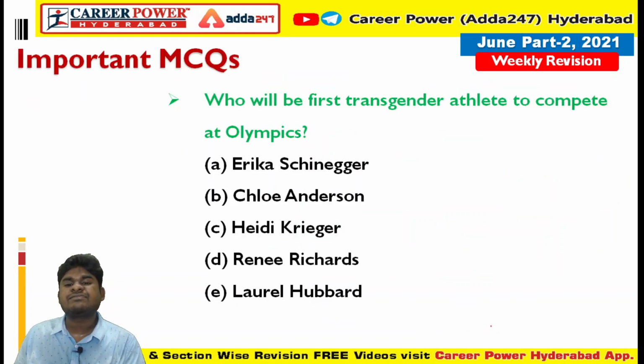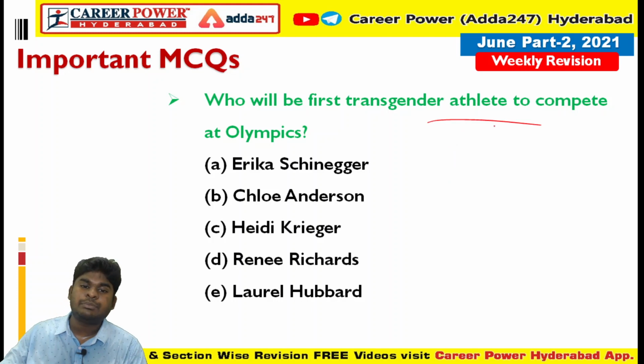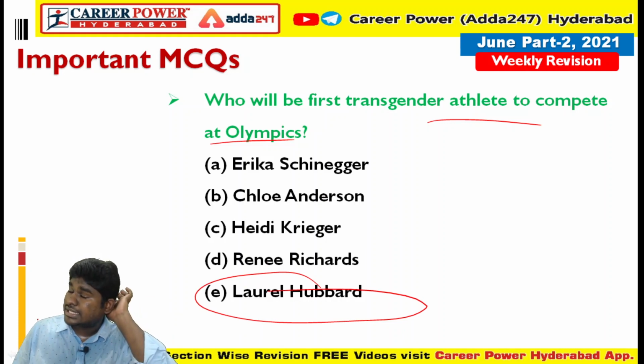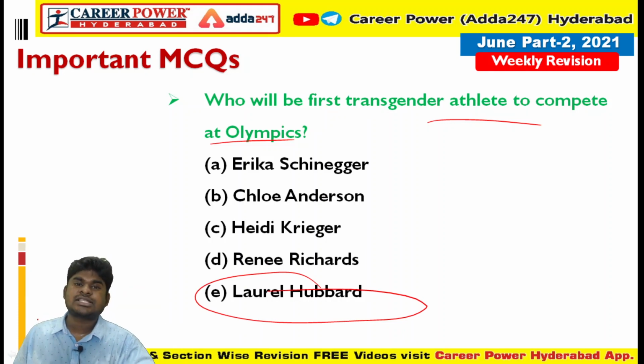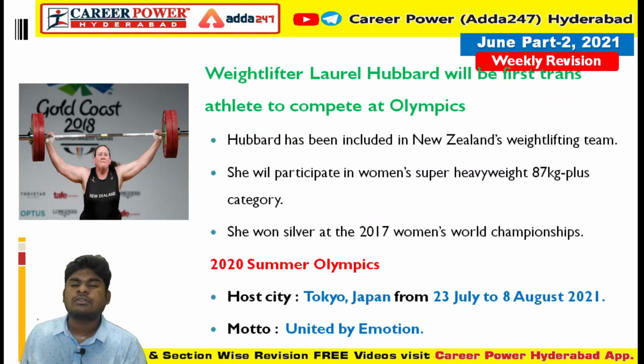Who will be the first transgender athlete to compete in the Olympics, the Summer Olympics in Tokyo? It is Laurel Hubbard. Laurel Hubbard from New Zealand.